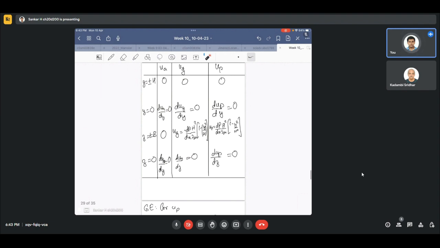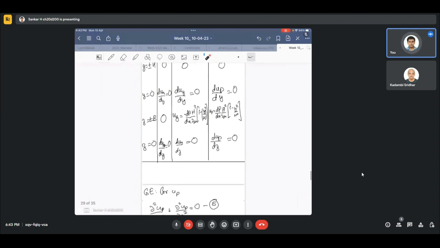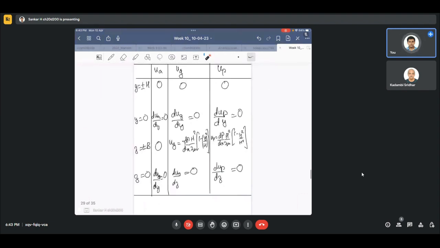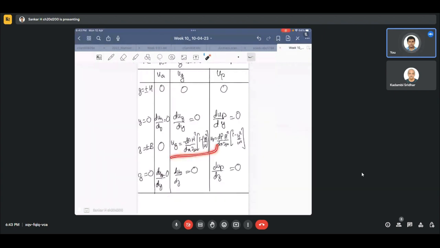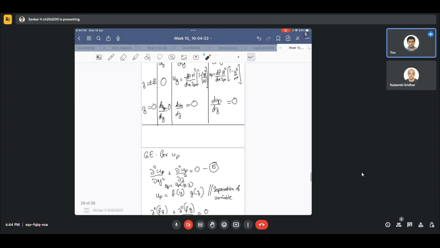The important part to note here is that the general solution for z equal to plus or minus b, where this wall was there, does have a value, whereas the actual solution shouldn't have a value. Therefore, we argued that the boundary condition of the particular solution should be the negative of the general solution at that point. The rest of the boundary conditions are quite straightforward.